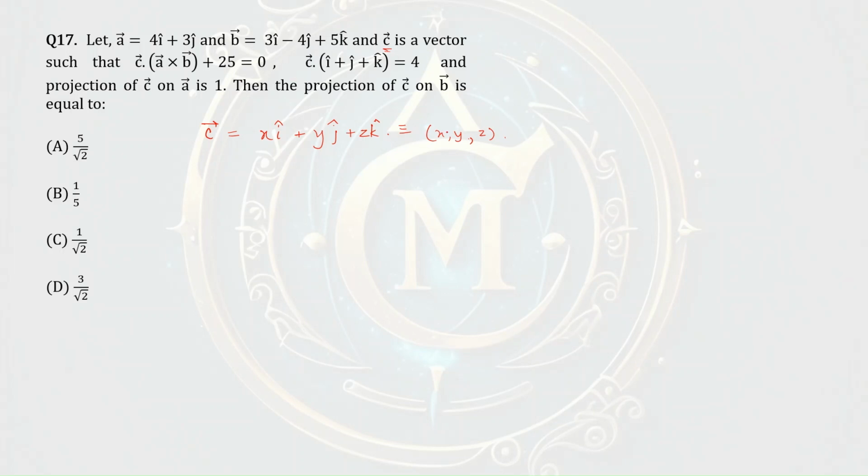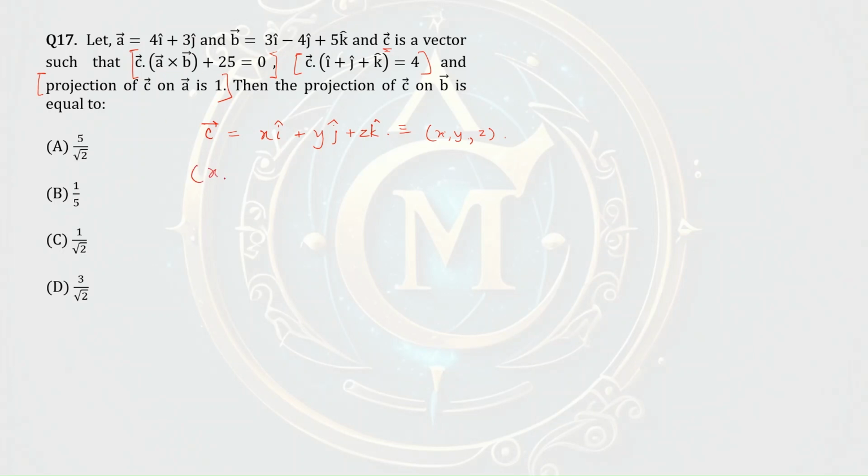So we have to somehow create 3 independent equations that can be solved to determine the values of x, y, z. So we look for the conditions in the given question. Now here is the first condition: C dot this vector is minus 25. This is the second condition and this is the third condition. So we have to make 3 equations based on these 3 conditions.